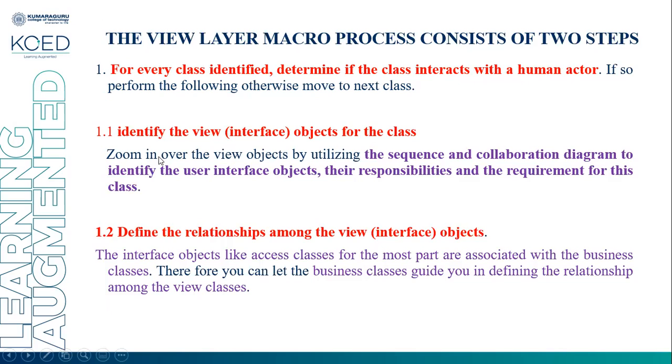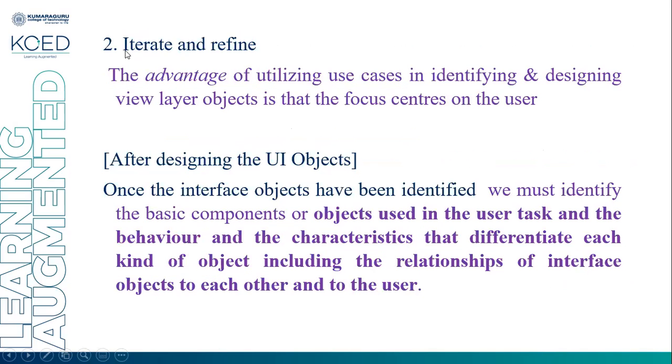Identify the view objects for the class. Zoom in over the view objects by utilizing the sequence and collaboration diagram to identify the user interface objects, their responsibility and requirements for this class. Define the relationship among the view interface objects. The interface objects, like access classes, for the most part are associated with the business class. Therefore you can let the business class guide you in defining the relationship among the view classes. So identify the view objects for the class, define the relationship among the interface objects, and the next one is iterate and refine.